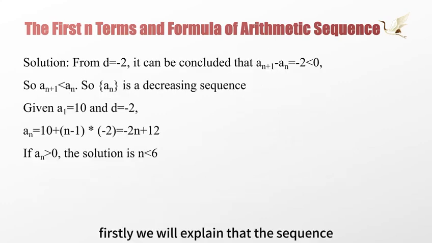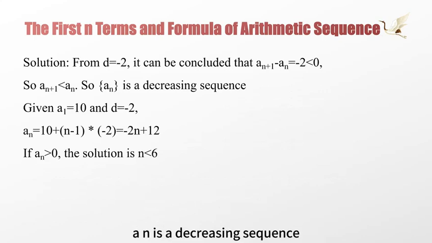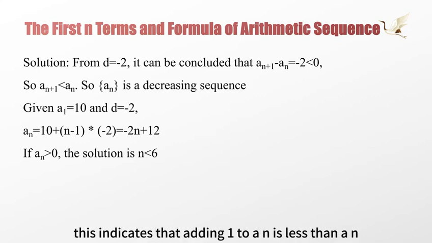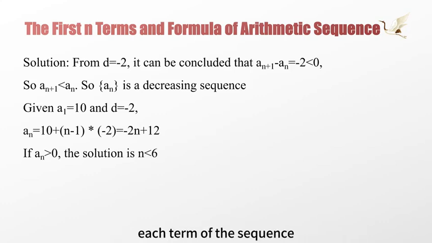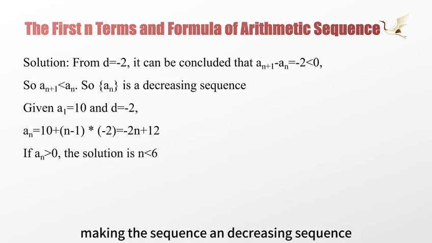Firstly, we explain that the sequence an is a decreasing sequence according to its definition. From a common difference equal to -2, we can conclude that a(n+1) minus an equals -2, which is less than 0. This indicates that a(n+1) is less than an. From the second term onwards, each term of the sequence is smaller than its preceding term, making the sequence a decreasing sequence.